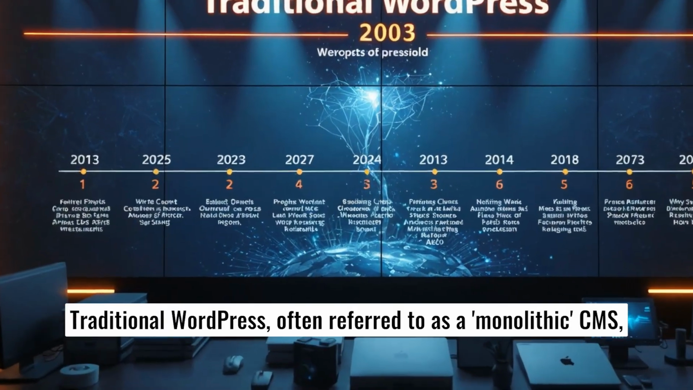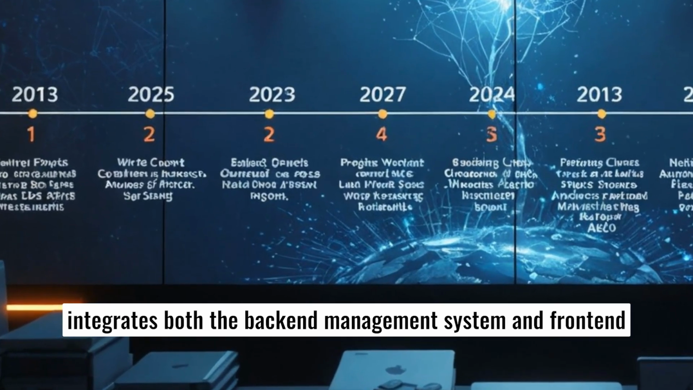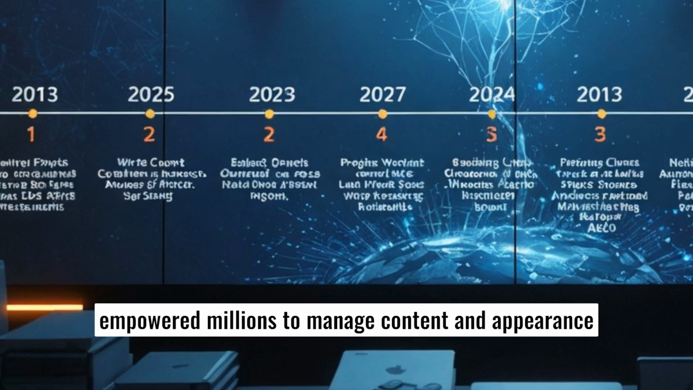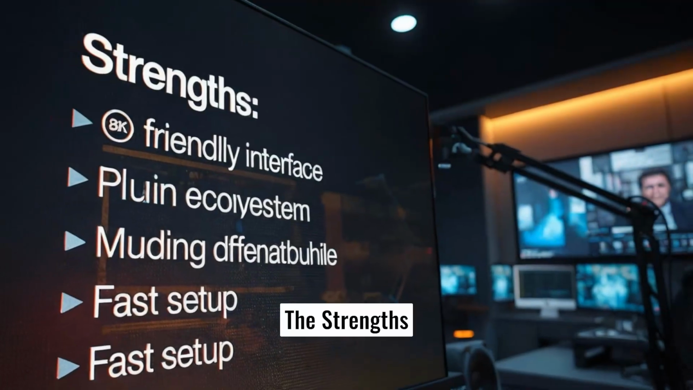The classic champion, traditional WordPress explained. Traditional WordPress, often referred to as a monolithic CMS, integrates both the back-end management system and front-end display within a single platform. This setup since 2003 has empowered millions to manage content and appearance seamlessly. The strengths.